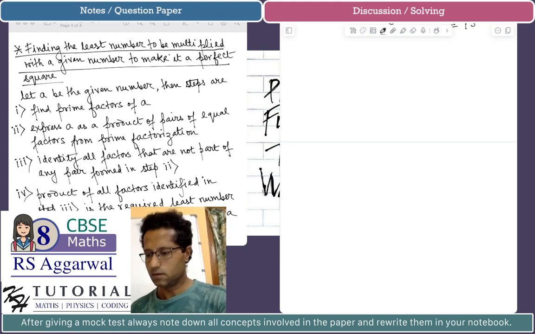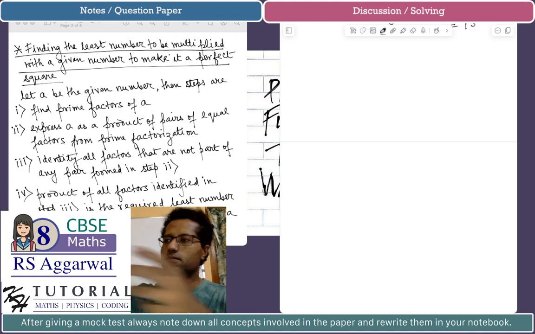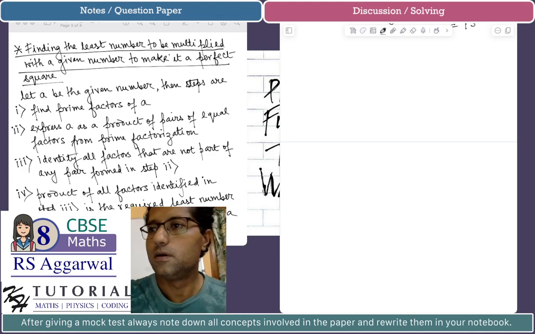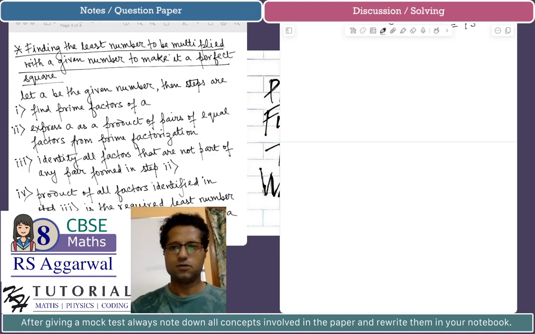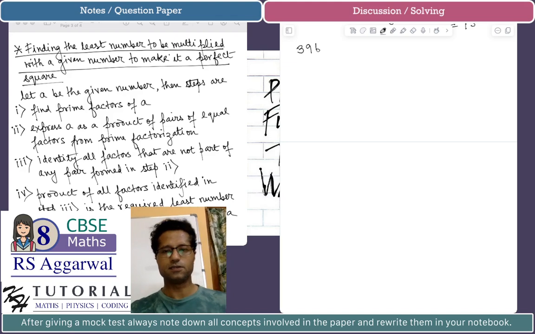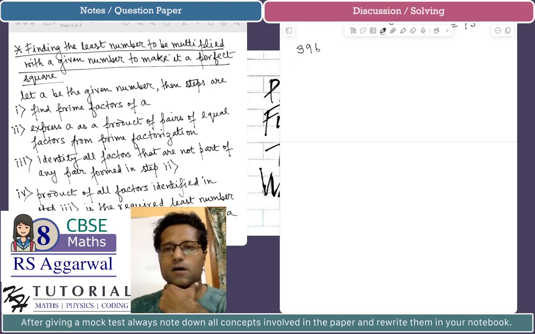I'm taking an example from the book of author RS Aggarwal. Let's say the number given is 396, and you are asked what is the smallest number. I am writing the smallest number as x.